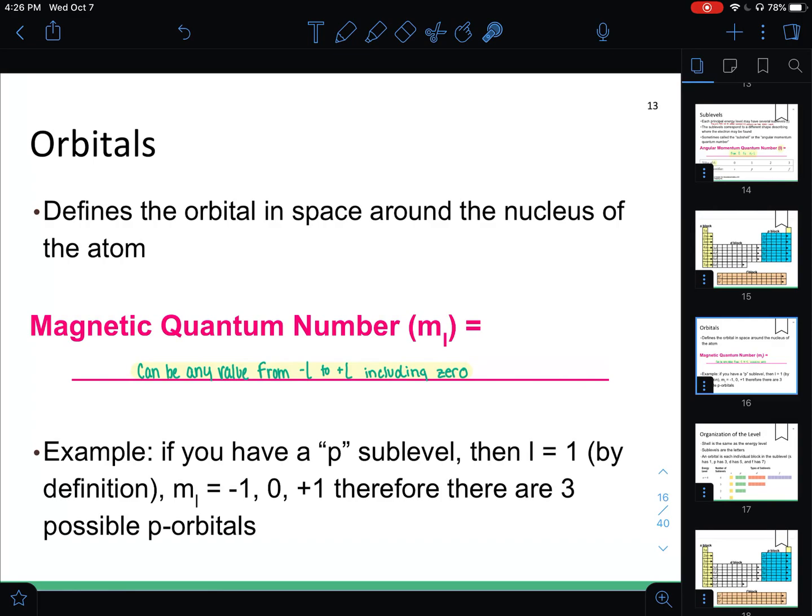All right, and that brings us to the m sub L, or the magnetic quantum number. So this tells us the orientation, and how we find this is by taking the L value, and the m sub L is equal to negative L to positive L. Okay, so it's a range, just think of a range on a number line. So for example, the P sublevel means that our L value is equal to 1. Therefore, our m sub L is anything from negative 1, 0 to positive 1. So that means that within the P sublevel, there are 3 possible p orbitals.